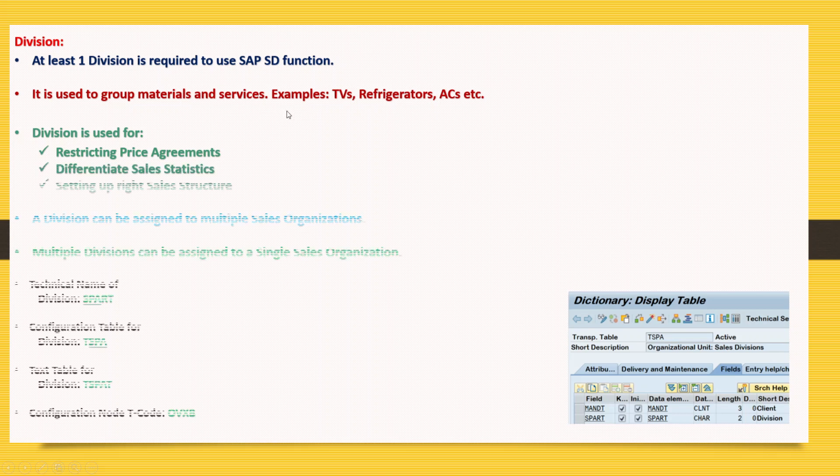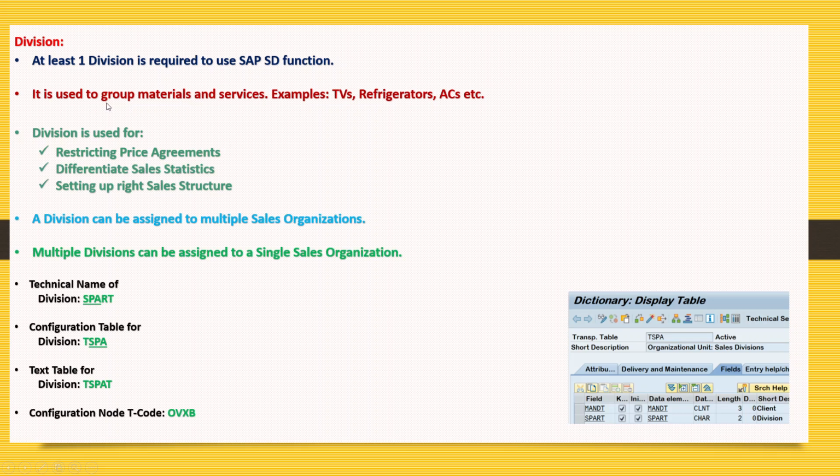At least one division is required to use SAP SD function, and basically the division is used to group materials and services. That means if you have different product lines, the relevant group of products are considered as a division. For example, consider a company like LG. LG has TVs, refrigerators, and ACs. That product division we can group and call a division in SAP SD.